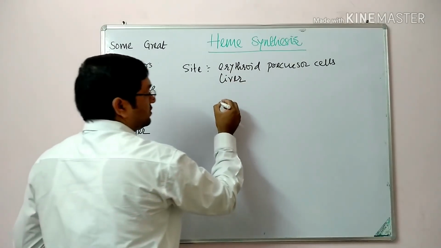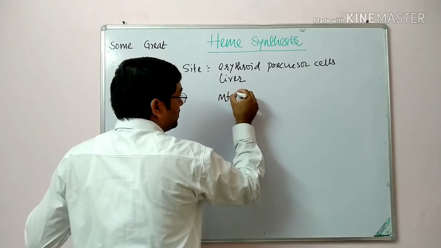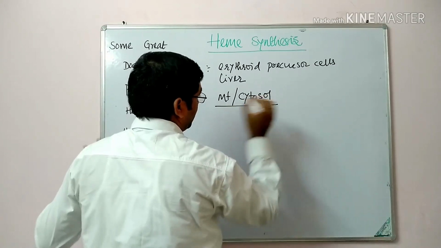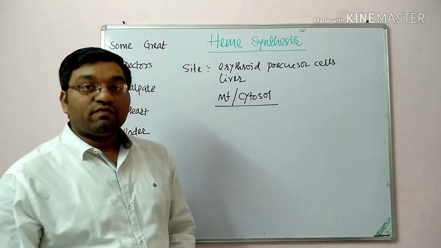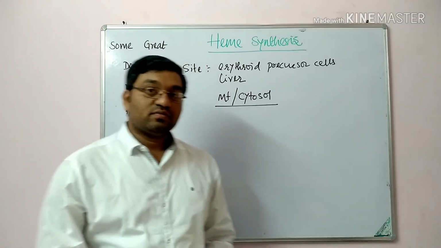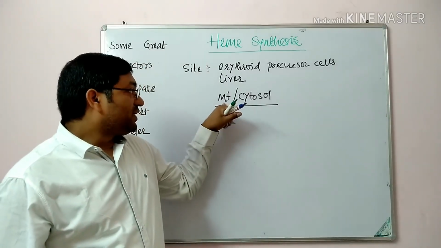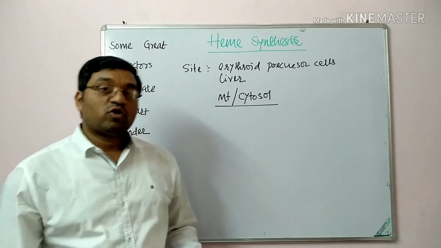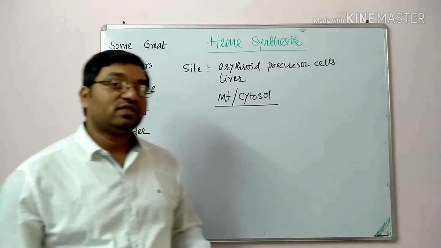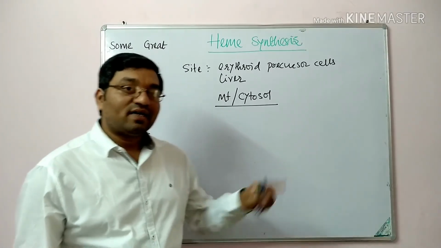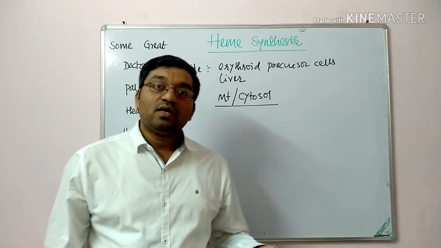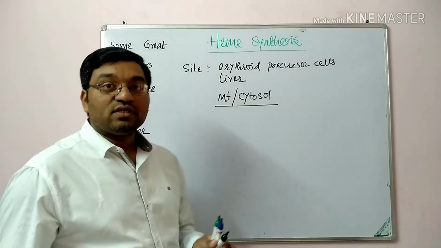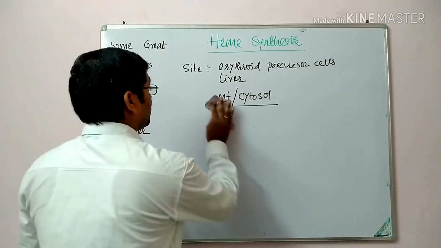Then it is mitochondria and cytosol both. The first enzyme, that is ALA synthase, is present in the mitochondria, and all the oxidases, that is coproporphyrinogen oxidase, protoporphyrinogen oxidase and ferrochelatase, are present in the mitochondria. So it is partly a cytosolic pathway and partly a mitochondrial pathway. Then we will discuss the steps in the heme synthesis.